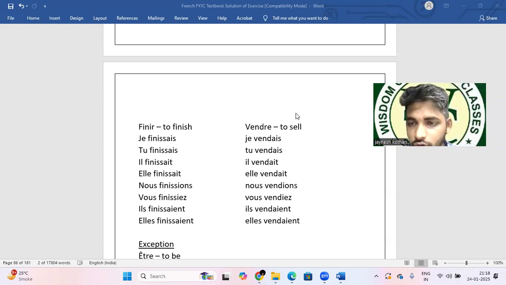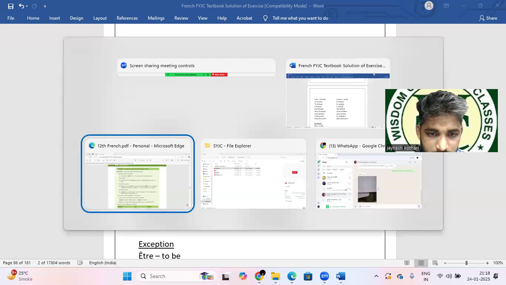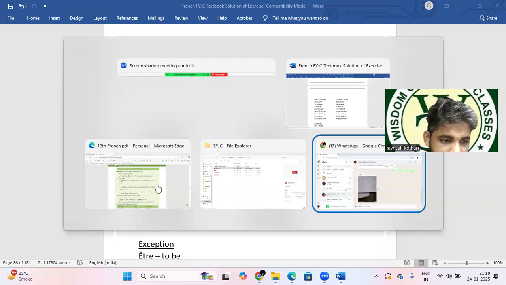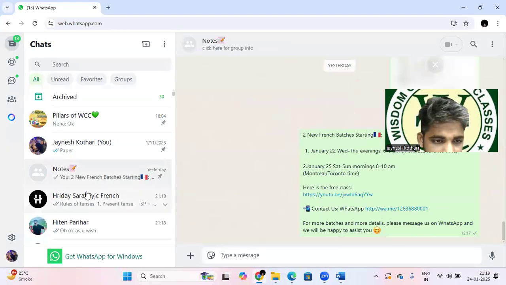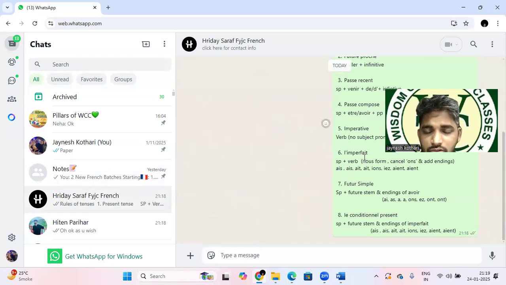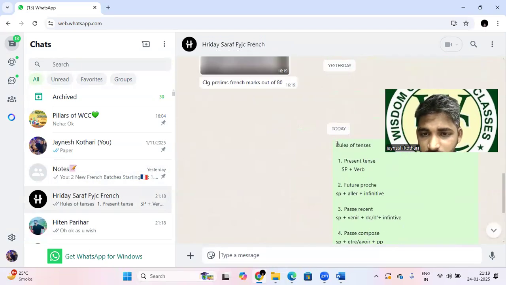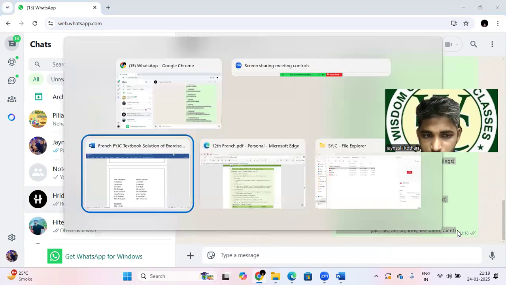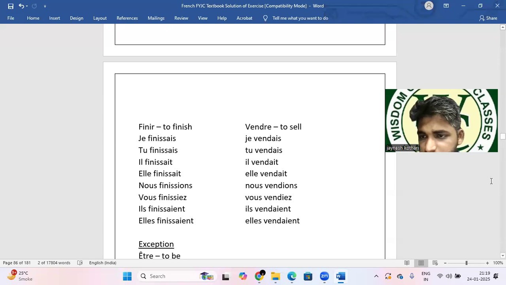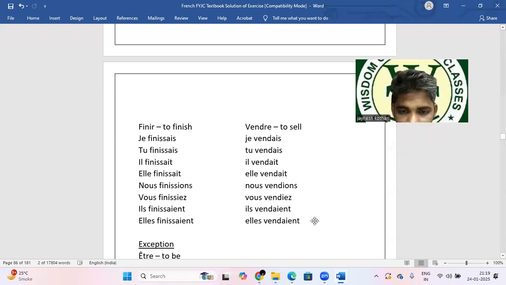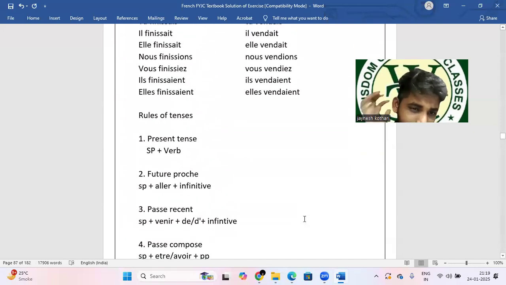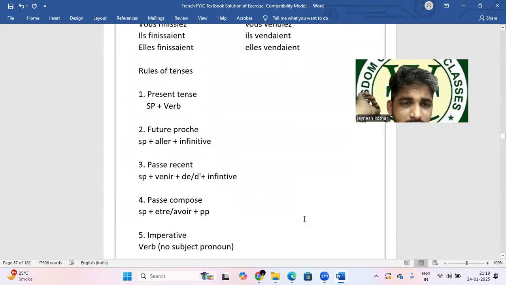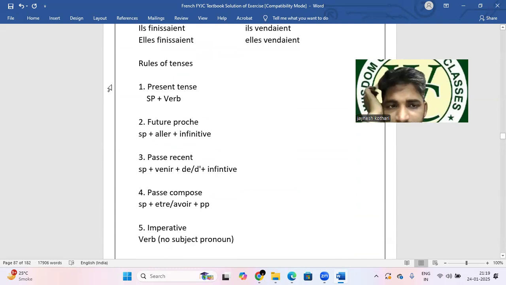Students, on the screen, I want to show you something once again. This is the notes part. I'm going to write over here a few things, a little by little. Students, can you see on the screen? If you want, you can take a screenshot.